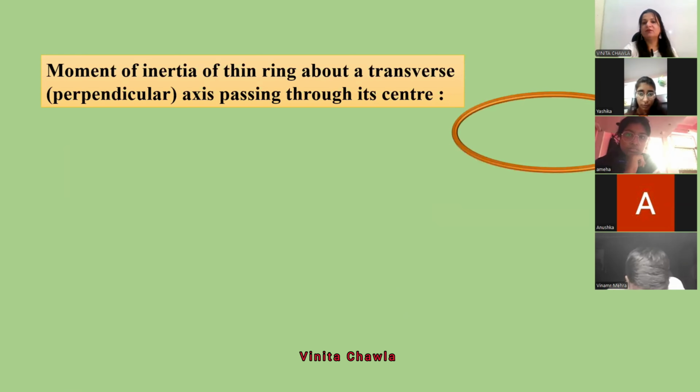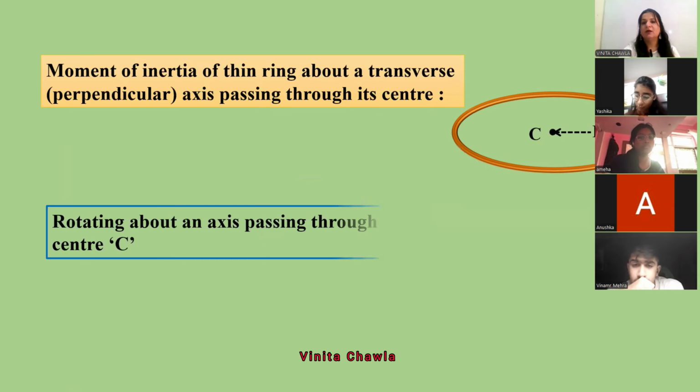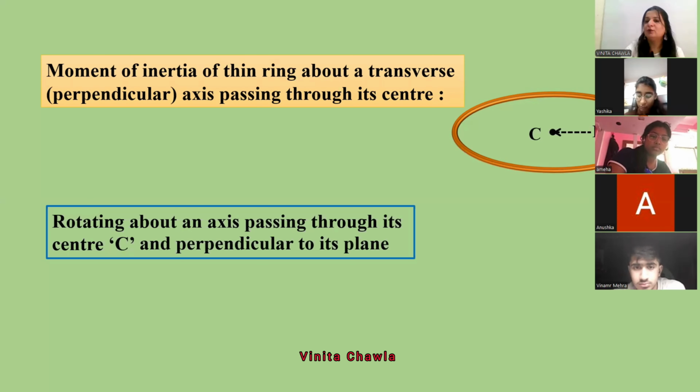For this, we'll consider a thin ring. Let m be the mass of the ring, R be the radius of the ring, and C is the center of the ring. This ring is rotating about an axis passing through its center, perpendicular to its plane. You can see this is the axis, perpendicular to the plane and passing through the center.